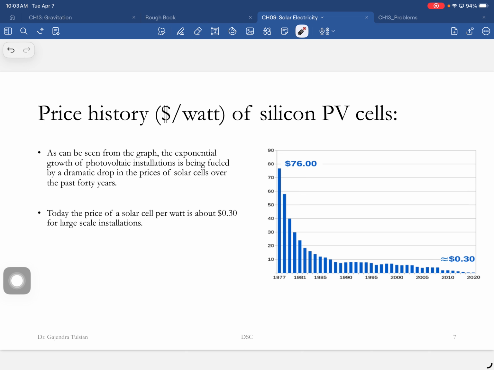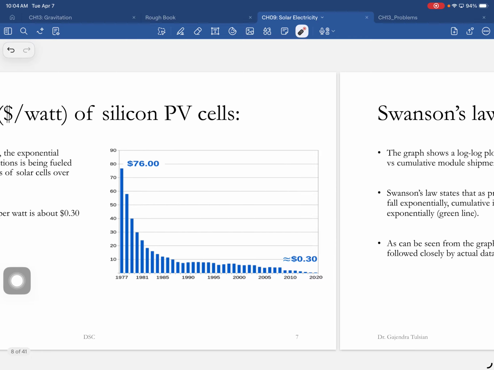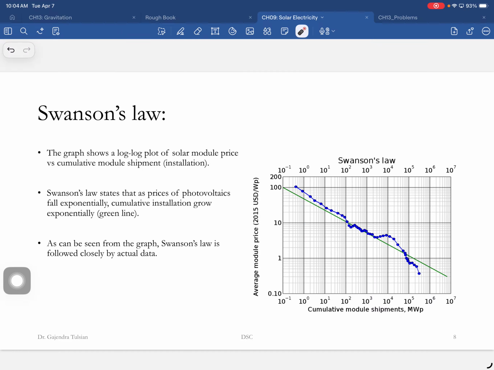What does Mr. Swanson say? And this is basic economics. If the price of something goes down, what happens? The use goes up. Okay, so as the average module price goes down, the total shipment goes up. The graph shows a log plot of solar module price versus cumulative module shipment. So as the price has dropped, the cumulative installation has gone up.